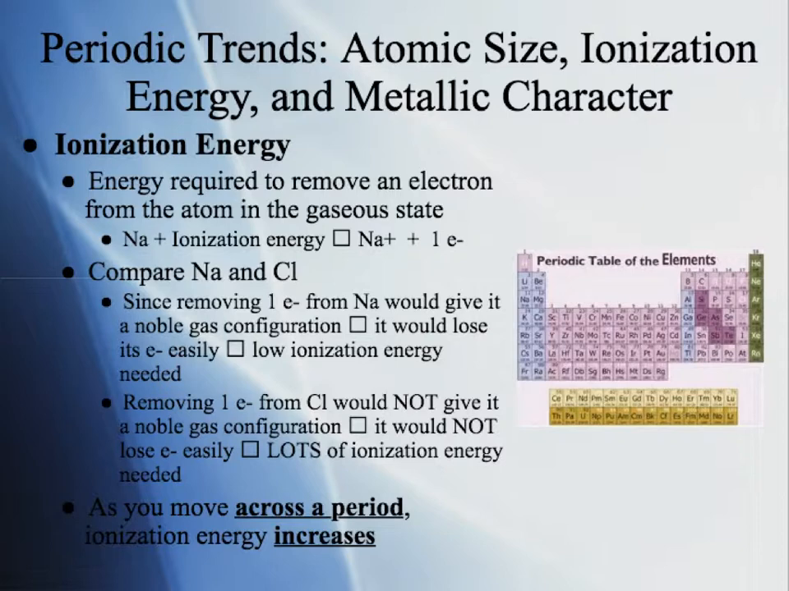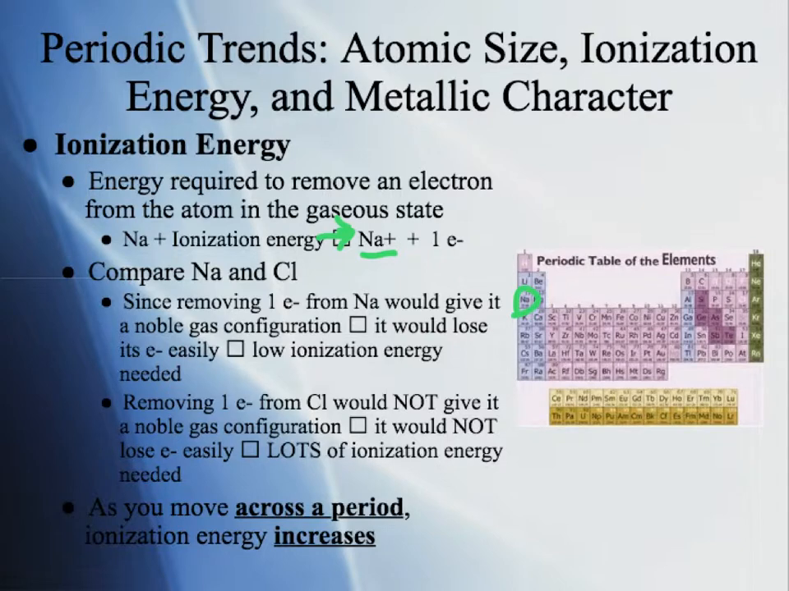There we go. So, for example, sodium plus some added energy is going to pop off one of its valence electrons, and so sodium is now going to have a positive charge, and you're going to have an electron floating there, being transferred, basically. So ionization energy is the energy required to remove an electron from an atom.